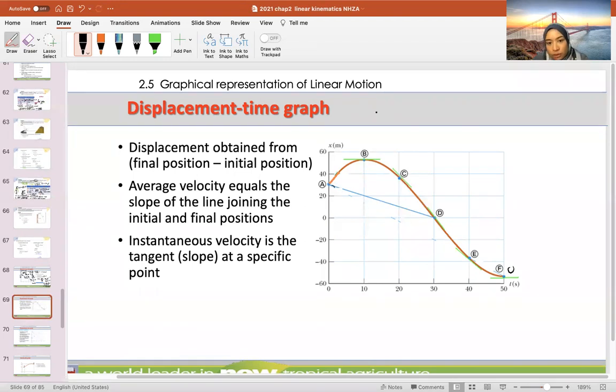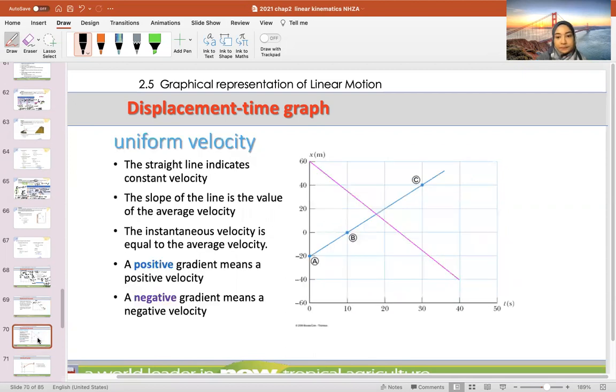Kat sini 0. This is V equals 0. V equals 0. This is a V negative. This is a V negative. This is a V negative. And then this is a V positive. So the instantaneous velocity can change, whereas for the average velocity, you will only have one value. Instantaneous boleh macam-macam, sebab dia small durations.